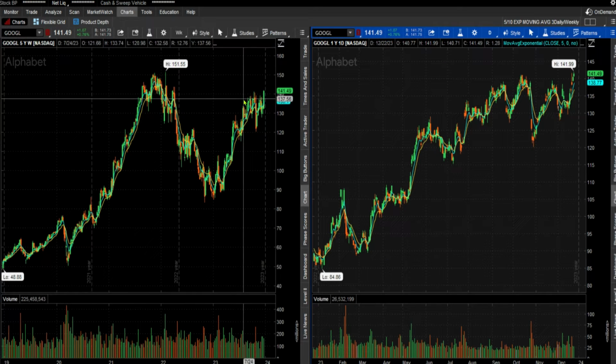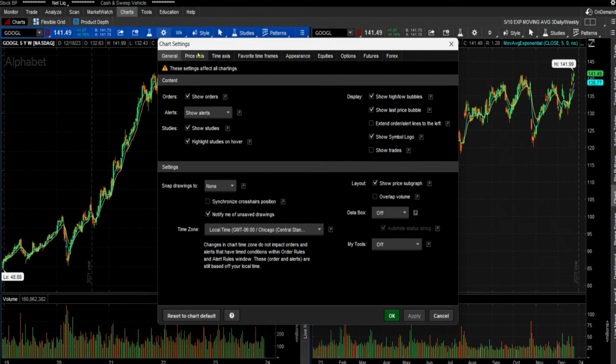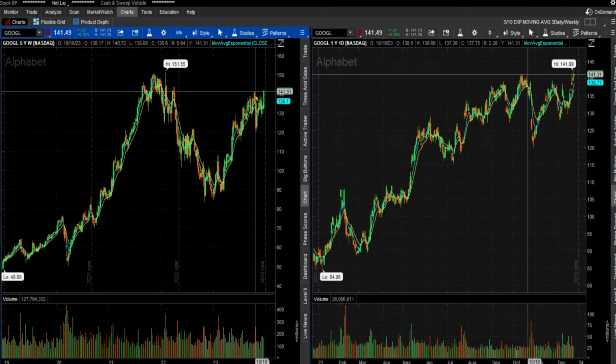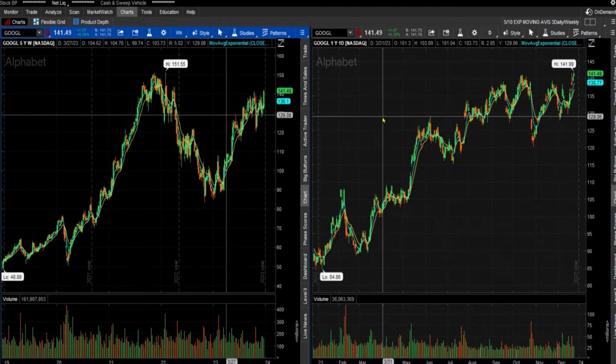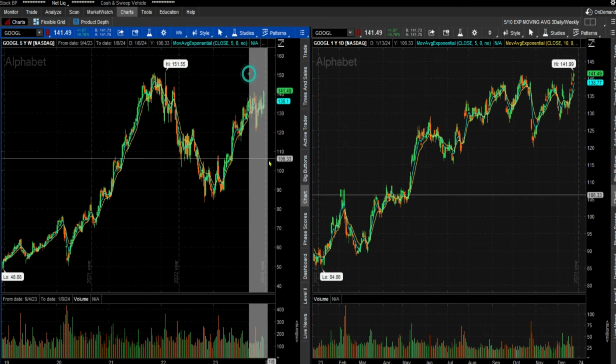This is fairly simple to do. You simply go up to your settings tab, little gear icon, and you go to general. You come down and you synchronize crosshair positions. Apply. Okay. And notice now we have the crosshairs on both screens.